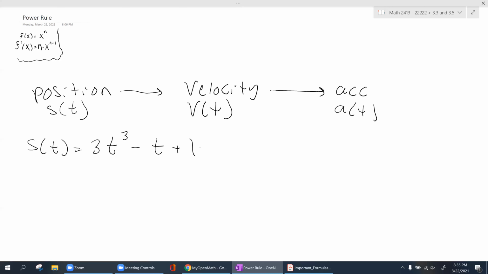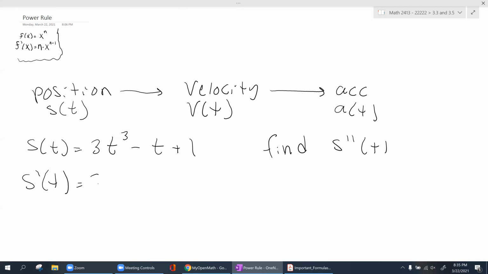If I ask you to find s double prime, that just says you take the derivative twice. How do you take it twice? You take it once first. Let's find s prime of t first.